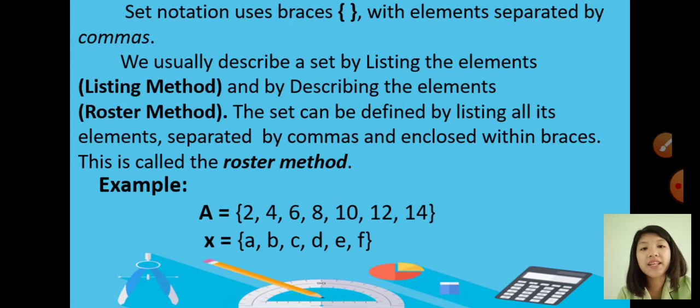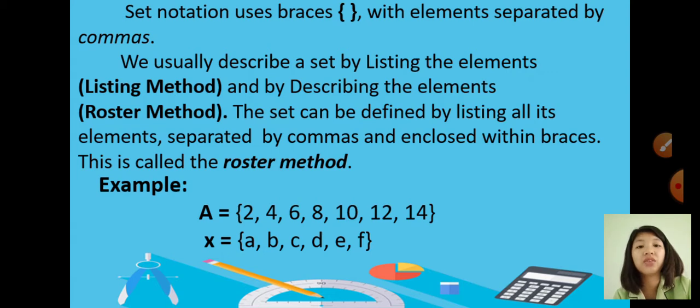Next, set notation uses braces with elements separated by commas. And we usually describe a set by listing the elements, or what we call the listing method, and by describing the elements, or what we call the rule method. The set can be defined by listing all its elements separated by commas and then closed with braces. So this is called the roster method.